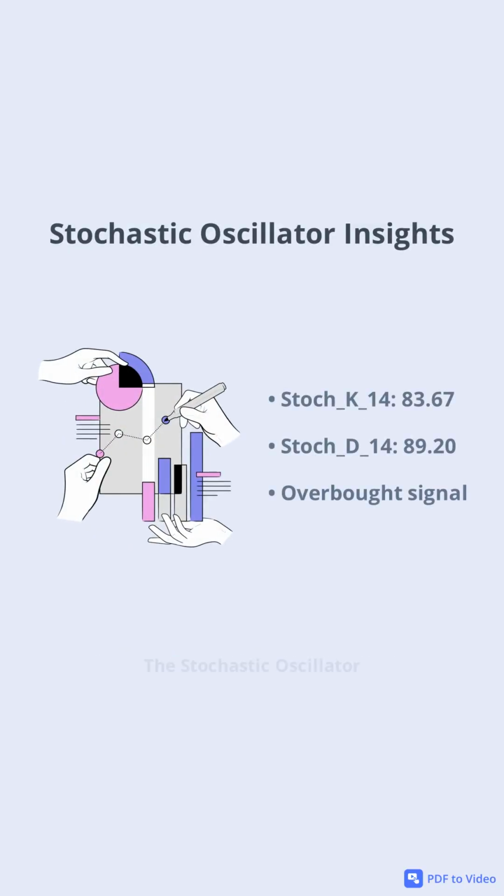The stochastic oscillator is another momentum indicator. TSLA's stock K14 is 83.67 and stock D14 is 89.2, both in the overbought territory. This suggests that while the stock has been strong, it may be due for a short-term pullback or consolidation. However, strong momentum can keep a stock overbought for extended periods, especially in bullish trends.